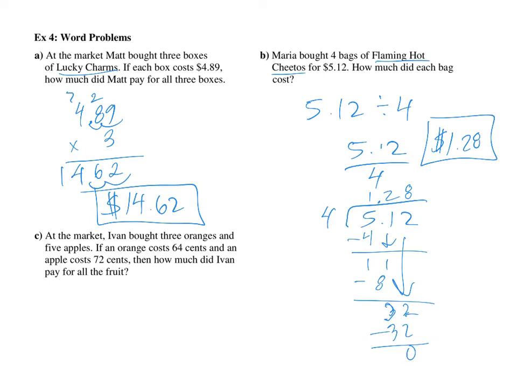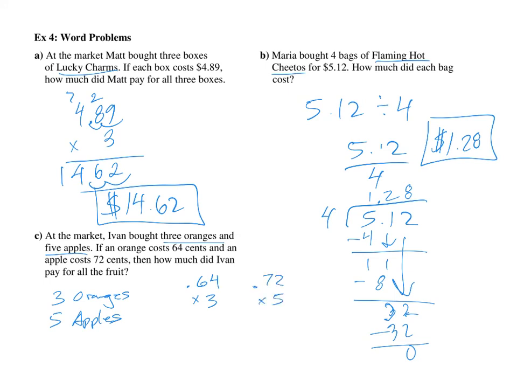All right, and the last one. At the market, Ivan bought 3 oranges and 5 apples. That's more like it. We got 3 oranges, and we got 5 apples. If an orange costs 64 cents and an apple costs 72 cents, then how much should Ivan pay for all the fruit? Okay, so 3 oranges, 64 cents for an orange. Multiply that by 3. Then we have 72 cents for an apple.